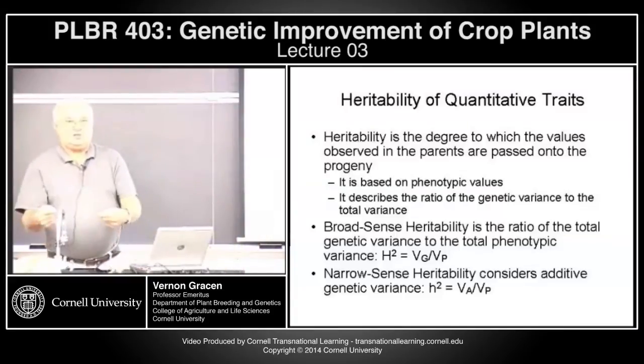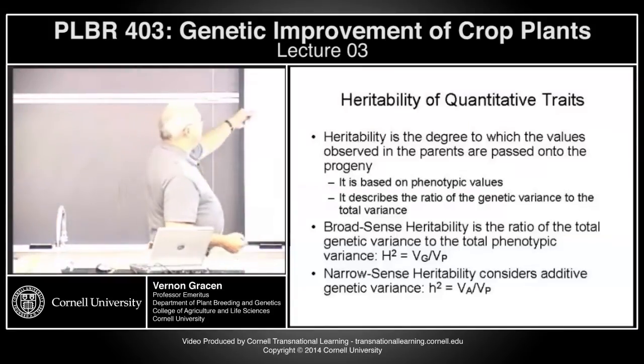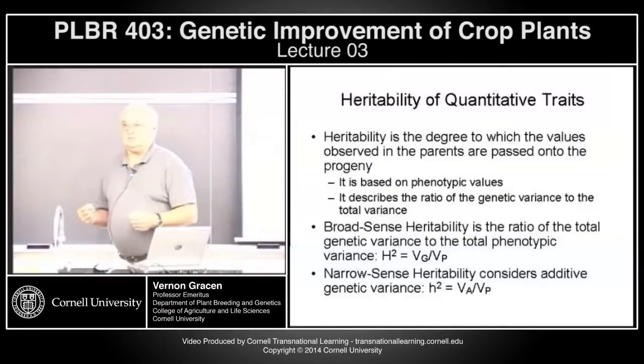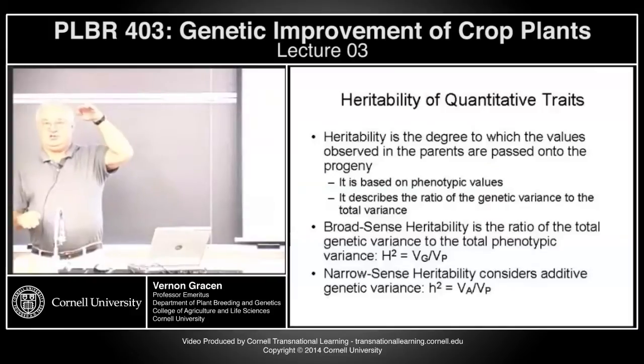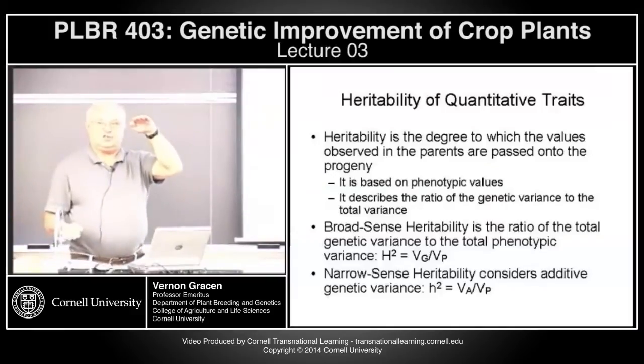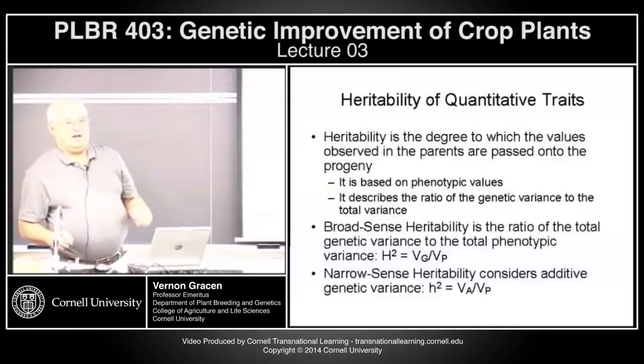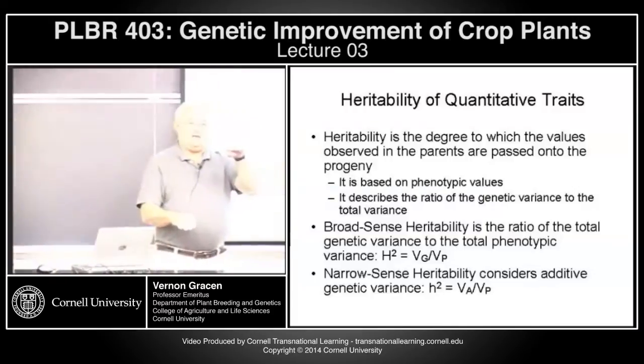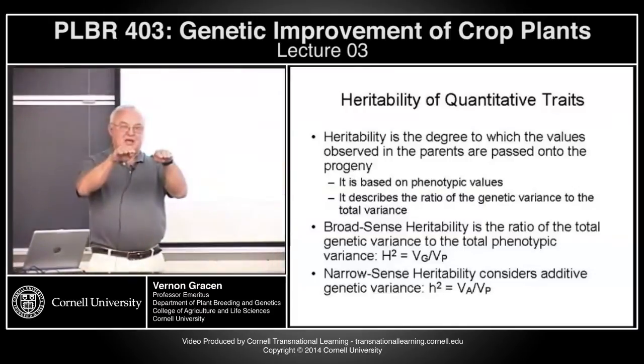Whereas in dominance, all you need is one allele that conditions that trait, and a plant that is big A, little a will be the same height as a plant that's big A, big A.